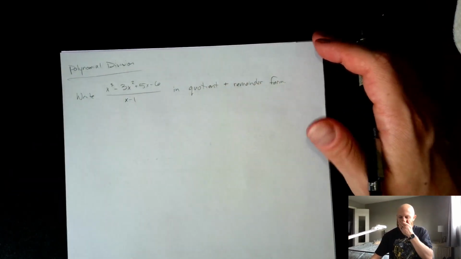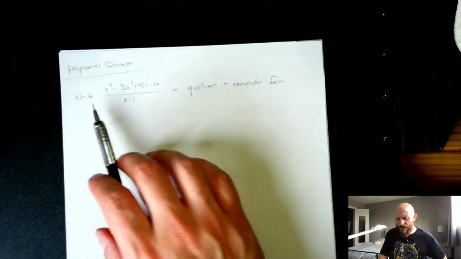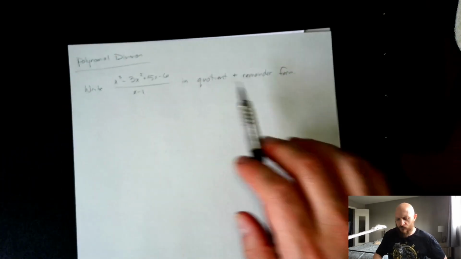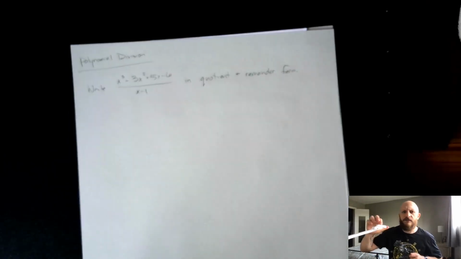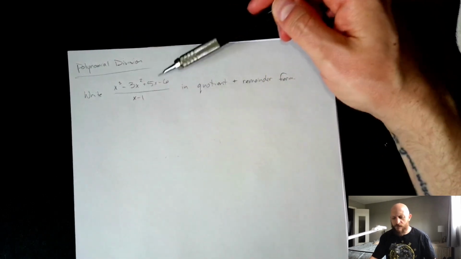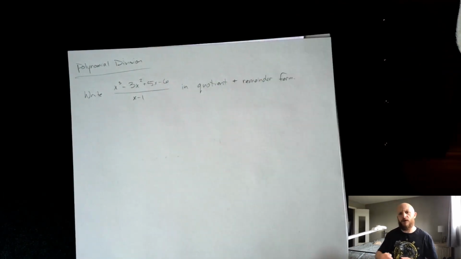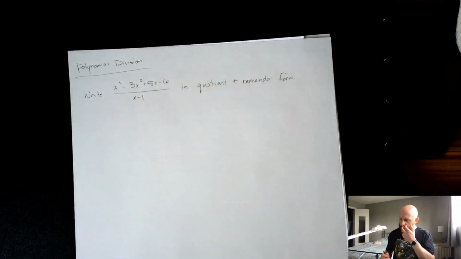All right. So suppose that we're given this question. We have this rational function and we want to write it in quotient and remainder form. So the rational function is x cubed minus 3x squared plus 5x minus 6 over x minus 1. And we want to write that in quotient and remainder form.